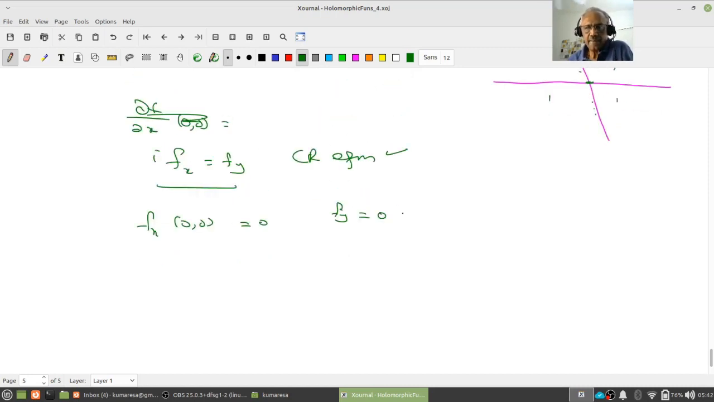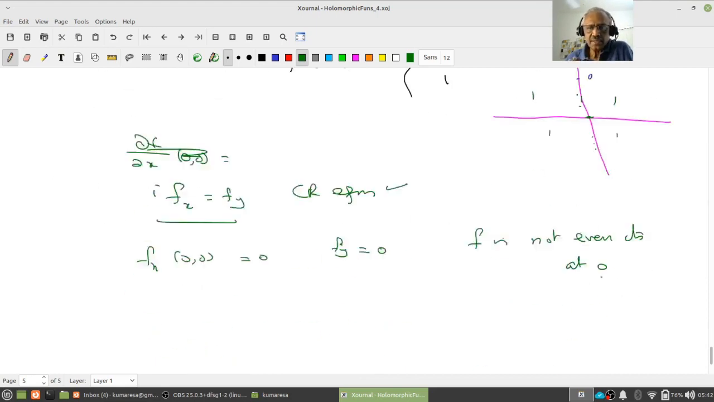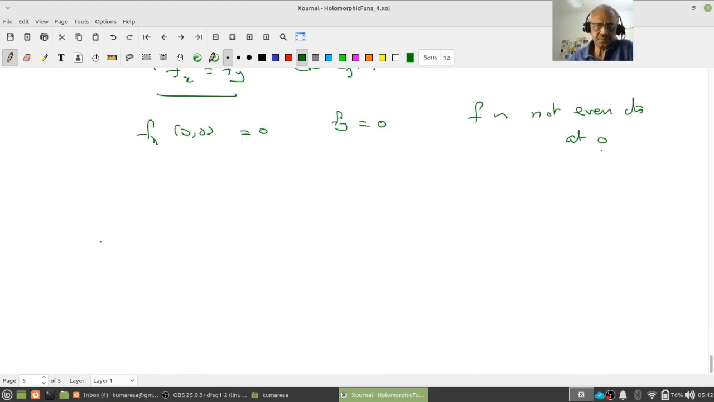But f is not even continuous at the origin, at 0. Therefore Cauchy Riemann equation is a necessary condition but not a sufficient condition.